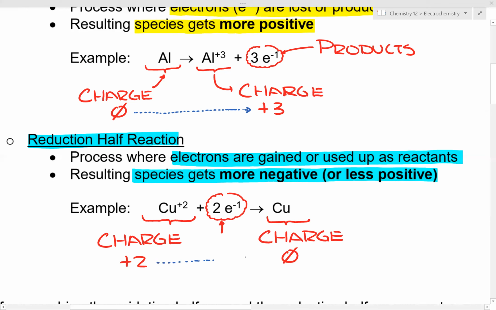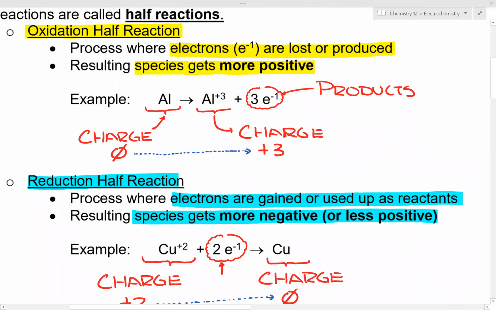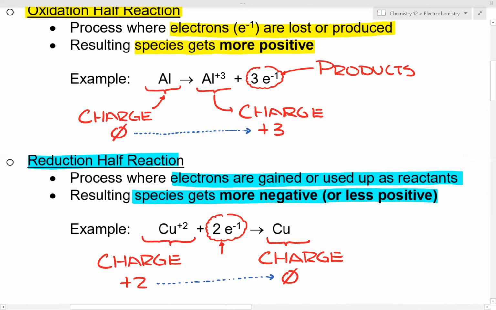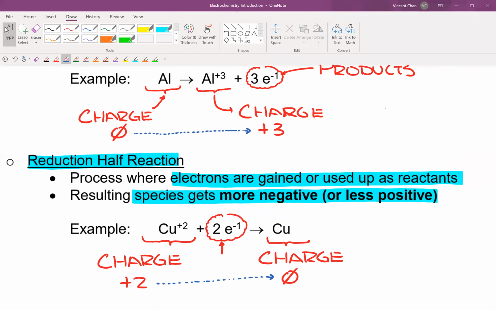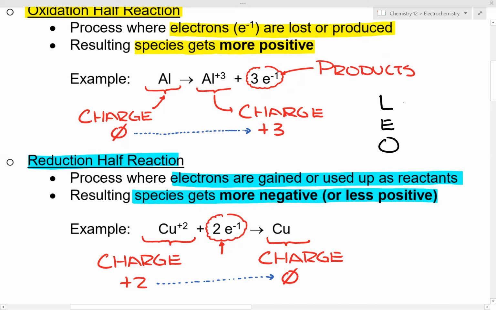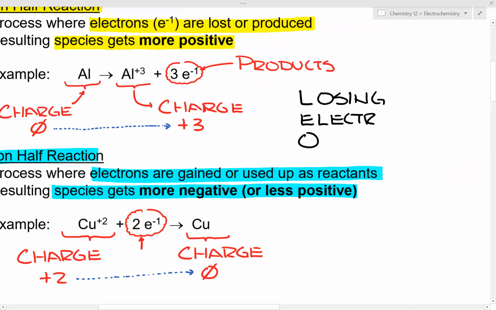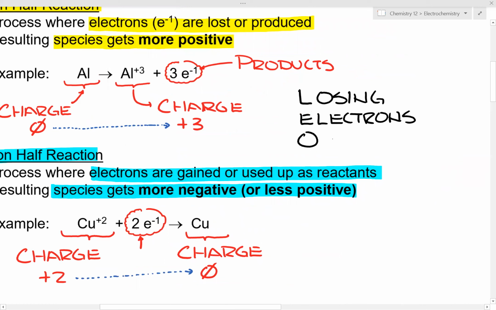Now, some of you might say, well, Mr. Chan, this looks familiar. Back in grade 11, didn't we talk about losing electrons and gaining electrons? Right. Now we call those oxidation or reduction reactions. Okay. Now, there is an acronym that some people use. It says LEO says GER. LEO is losing electrons. So LEO, losing electrons, is oxidation.